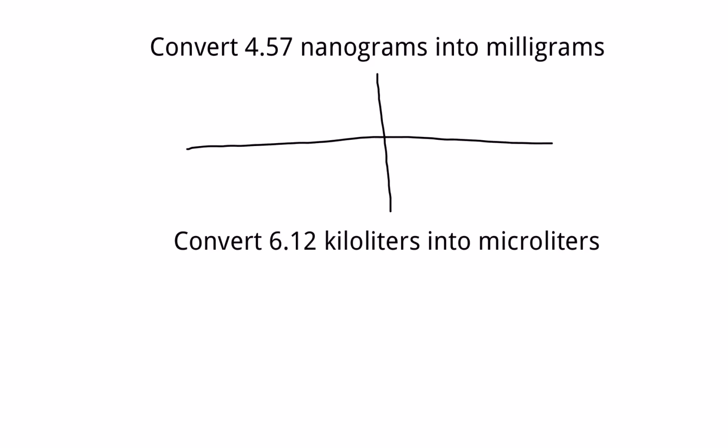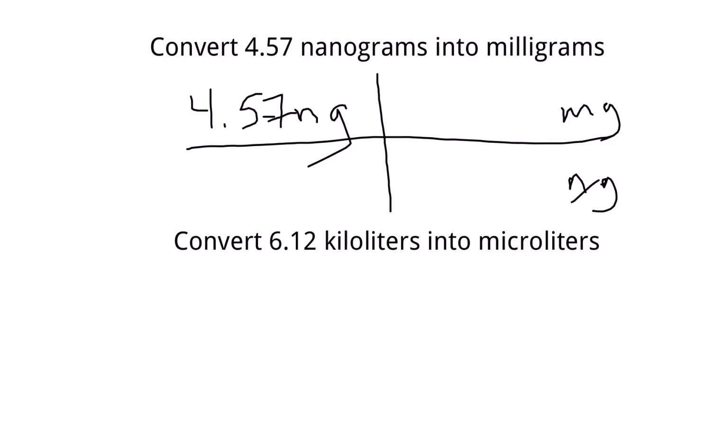So I'm going to set up, I'm going from nanograms to milligrams. So I'm going to start with some value of nanograms, 4.57, and I'm going to end up with milligrams. Cancel my nanograms. So, question is, which one is larger? The larger unit in this case is the milligram. So milligram will get 1. And then I need to figure out the conversion between milligram to nanogram.